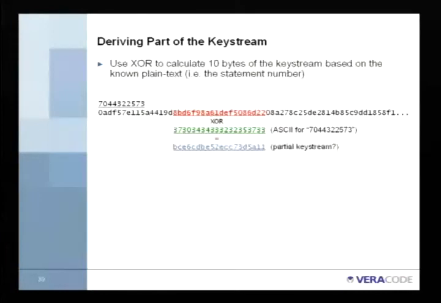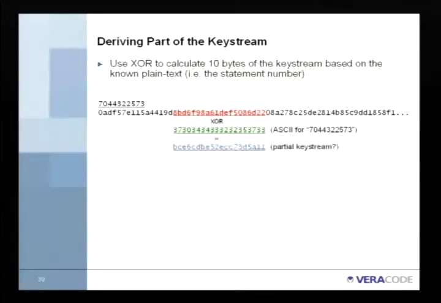So let's try and figure out what the key stream is. We know that in a stream cipher, the plaintext and the key stream are combined together using XOR, and that's how you come up with the ciphertext. We know 2 of those things, and with XOR we can find out what the other one is. We know what the token looks like, and we know the 10 bytes that represent the statement number, we think. So we XOR that with the ASCII equivalent of that plaintext statement number.